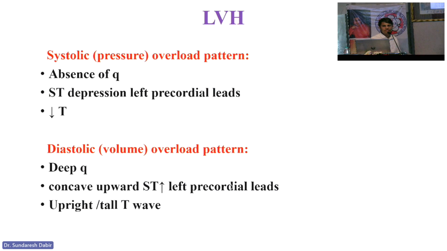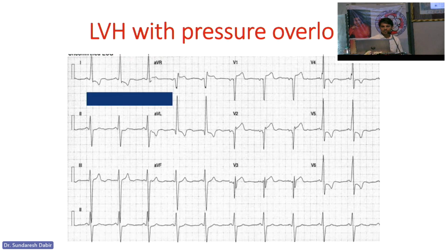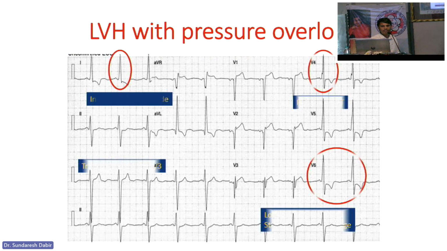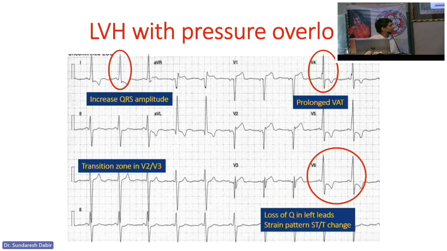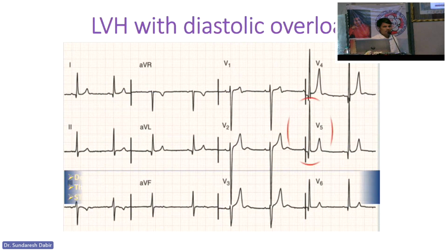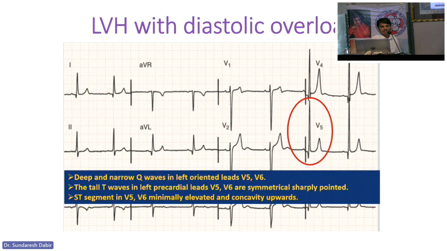So LVH with diastolic overload. In this patient there are deep and narrow Q waves in leads V5 and V6. A deep Q in V5 and V6 is suggestive of a volume overload sign and is mostly seen in AR patients.